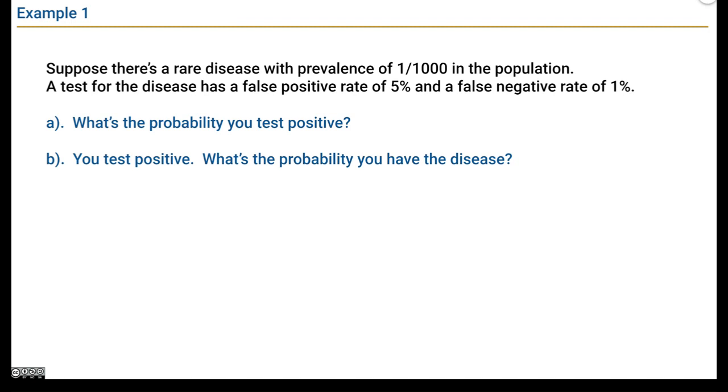So these are two different types of questions. The first one here, probability of positive, is a question about a total probability. The second question is a conditional probability. It's saying I test positive. What's the probability I have the disease given I test positive? So let's start with A and think of how we could get this total probability.